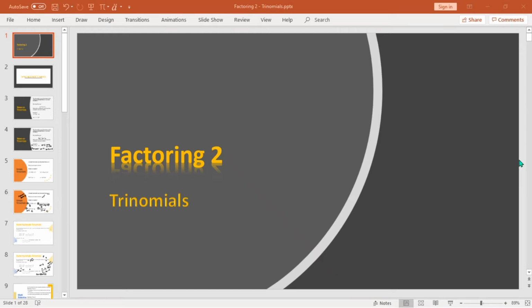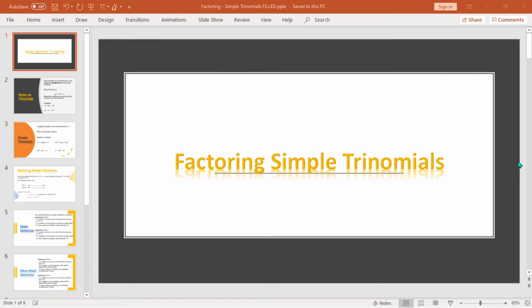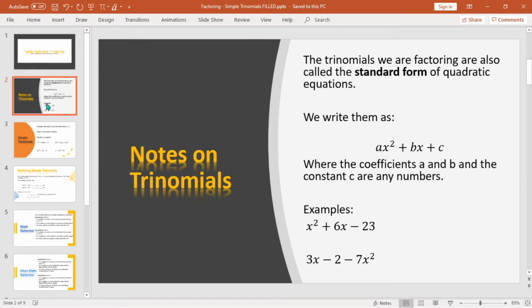Our topic for our second class will be factoring trinomials. Now let's move into factoring trinomials. So we're going to look at two types, simple and more complex trinomials. So, my notes on trinomials.